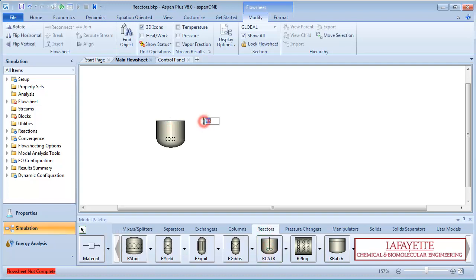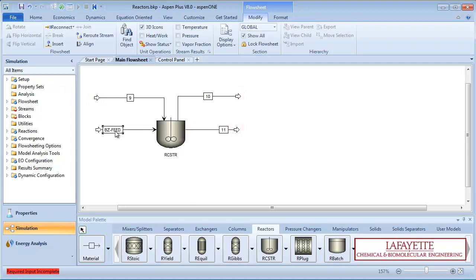Create an R-CSTR model for the main reactor and rename it as such. Enter two feed streams, one for chlorine gas and one for benzene. Create two product streams, a vapor and a liquid. Label all streams appropriately.